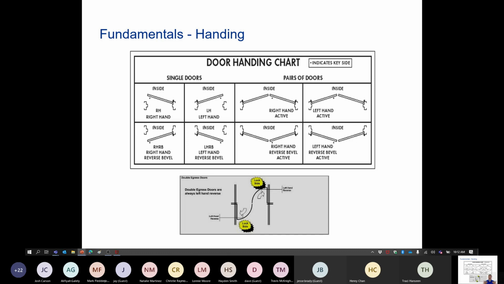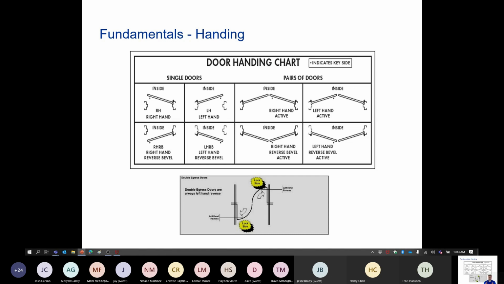Now, alternatively, if it's hinged on the right or the left and it swings to you, it is going to be a reverse bevel or right hand reverse, left hand reverse. You do have some special situations, as you see on the bottom of the screen here, where you have a double egress pair. The outside of that opening is actually going to be on the pull side of each side, and so this is going to be a left-hand reverse by left-hand reverse pair of doors.